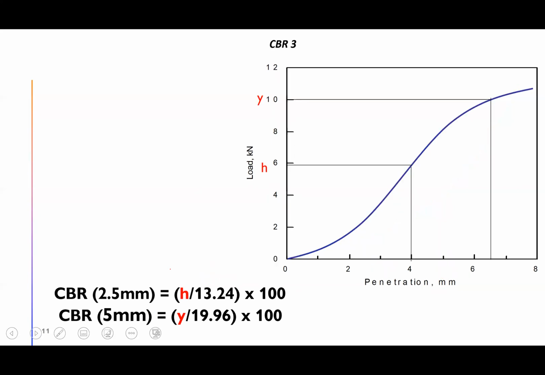All right. If you have this kind of S-type graph, you need to do a correction. You need to draw a tangent line. Therefore, your 0 here will move forward to this point, and your 2.5 is actually at this point here, and your 5 is actually here. It has been shifted forward. Get your value H at 2.5 and Y at 5 mm, and report the highest one.